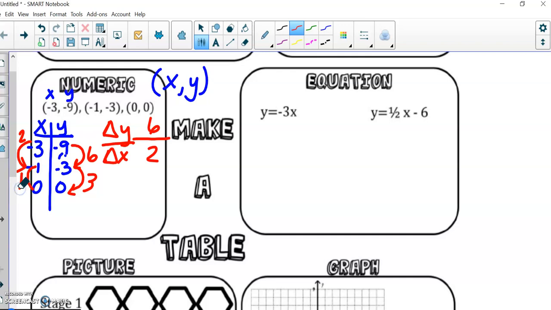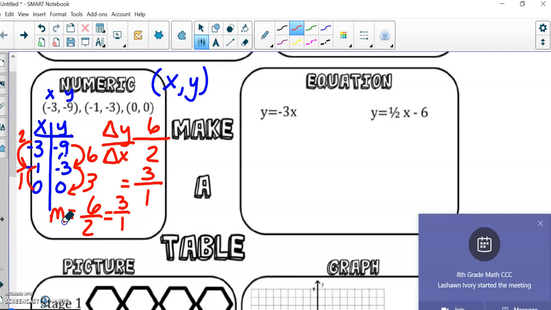By adding 1. Notice that this is a different rate of change, but when you write it as a ratio, it is the simplified version of 6 over 2. So 6 over 2 is equal or equivalent to 3 over 1, meaning it is the same rate of change. Our rate of change for these points is 3.